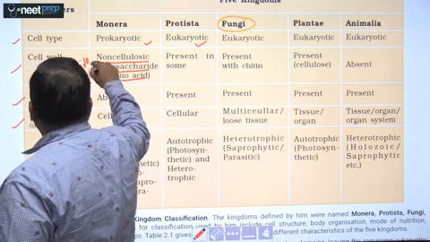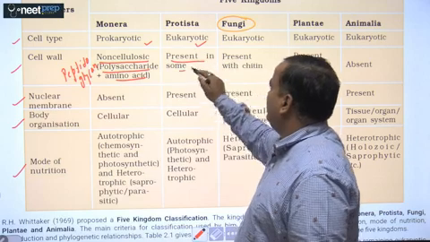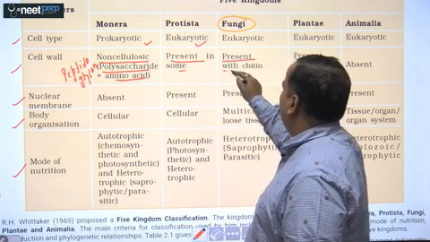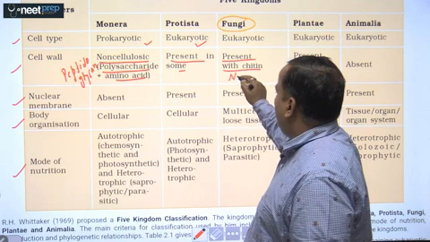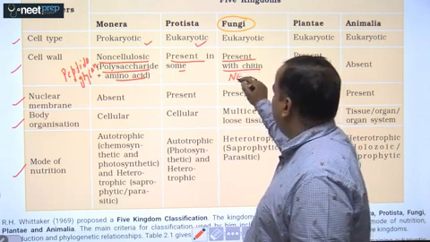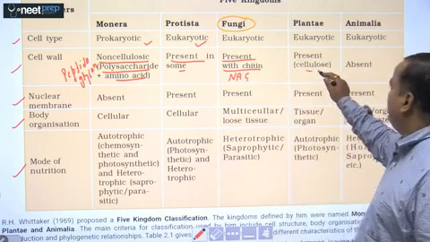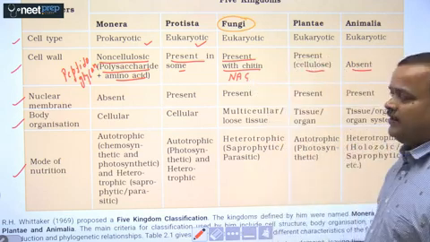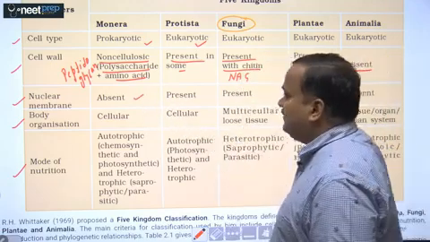Peptidoglycan. Okay, then in case of Protista, it is present in some. In fungi, it is chitin, which is a polymer of N-acetyl glucosamine, or in short we call it NAG. Okay, then in plants it is cellulosic, in animals it is absent. Nuclear envelope or nuclear membrane: in prokaryotes it is absent, whereas in the rest it is present.